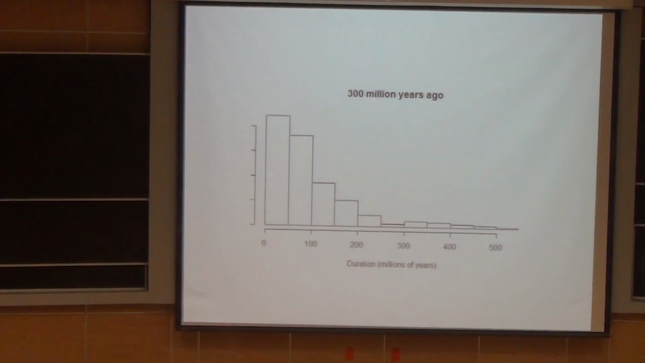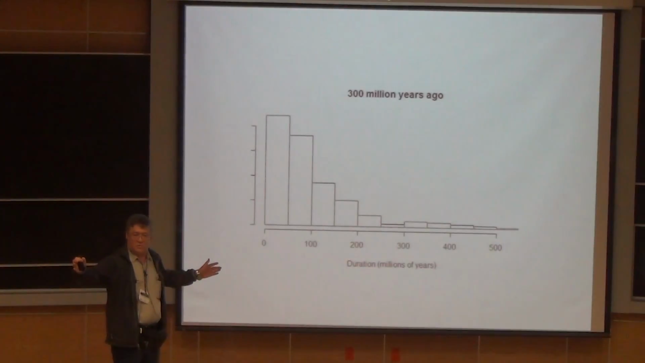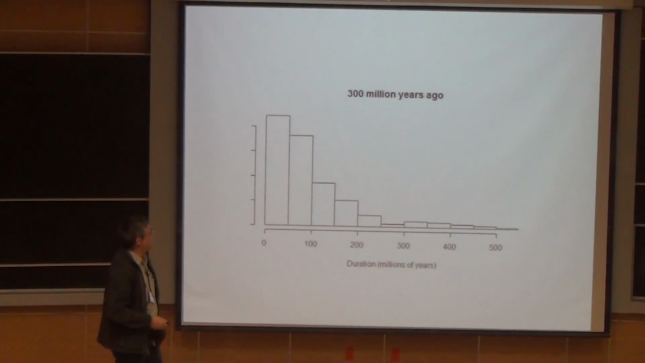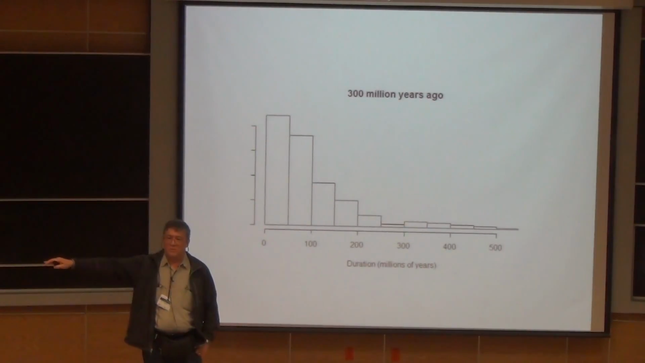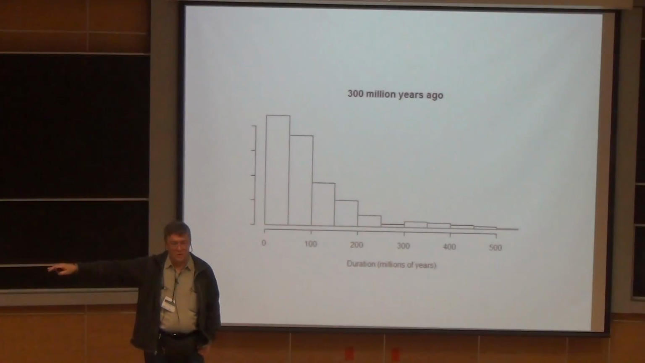So for example, 300 million years ago, this is what a typical fossil would have been present for. This is the sort of distribution which one might have expected. It's like exponential, Weibull, that sort of distributions typically used for describing lifetimes.